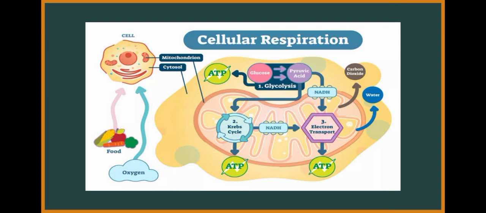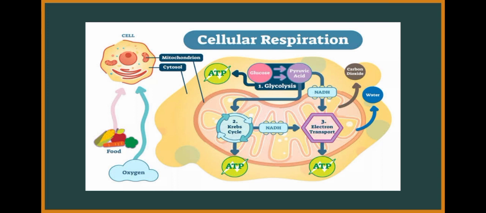The first stage is glycolysis. It occurs in the cytoplasm, outside of the mitochondria. During glycolysis, enzymes break down glucose into molecules of pyruvate. During this process, 2 ATP are produced and NADH is released to be used in a later step of cellular respiration.